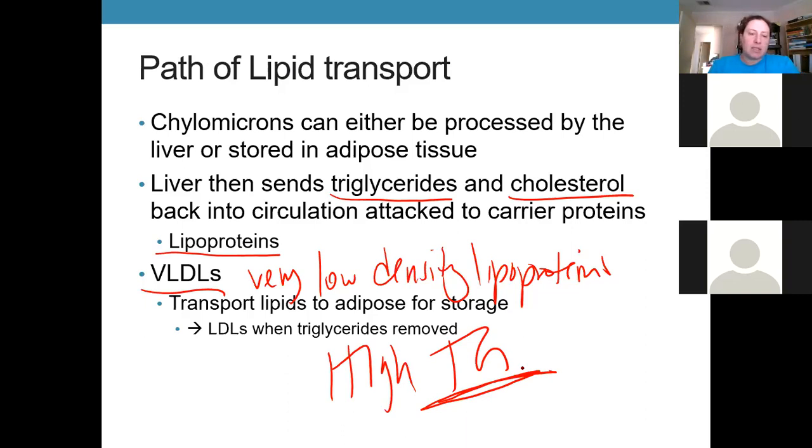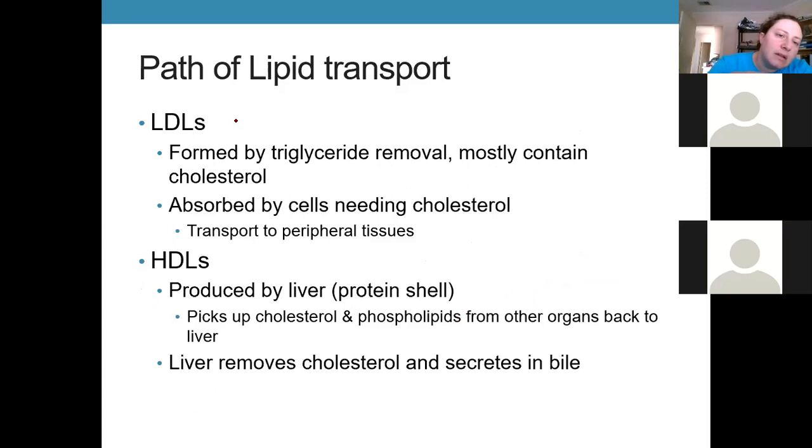So then the adipose takes the triglycerides out without actually removing this VLDL from circulation. So we still have the lipoproteins, we still have some cholesterol in there, and that makes it an LDL, which is a low density lipoprotein.